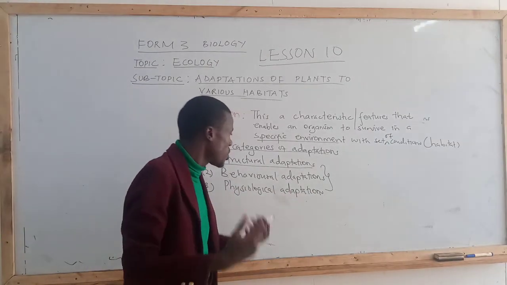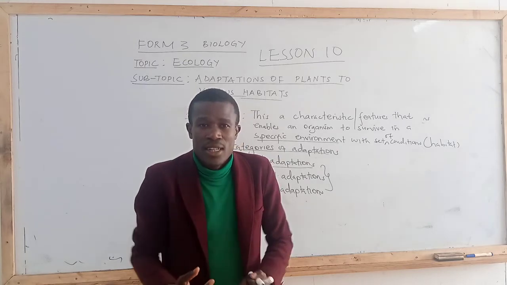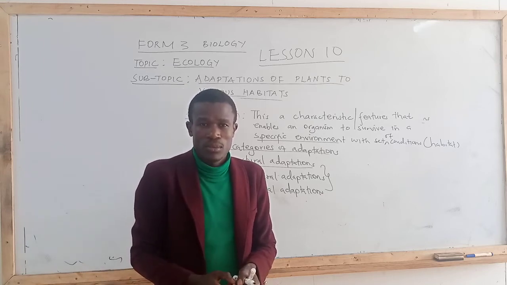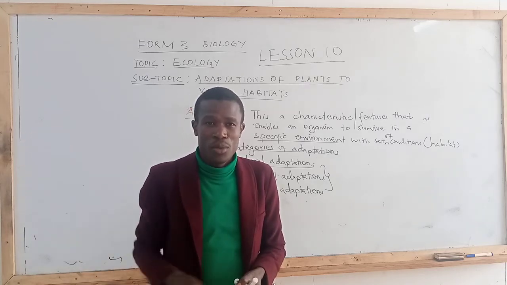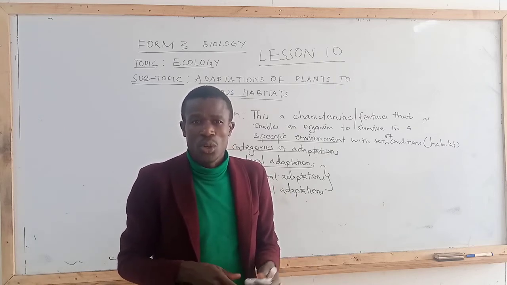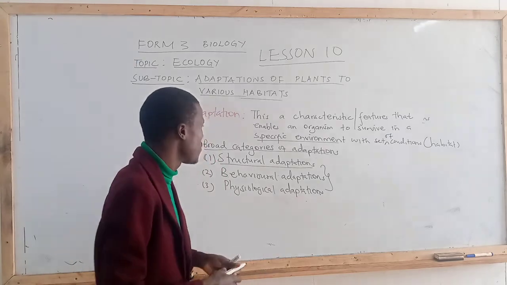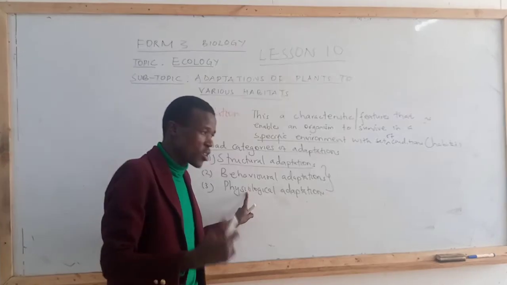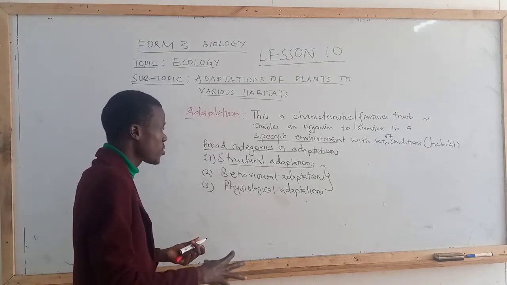Then we have physiological adaptations. Some organisms prevent the loss of water by transpiration, by reducing the rate of transpiration. Some organisms have got what is known as hydrophytes. You know, in form 2, in the topic transport in plants and animals. So, any process that an organism undergoes to enable it survive in a particular habitat, that adaptation based on a process is known as physiological adaptation.